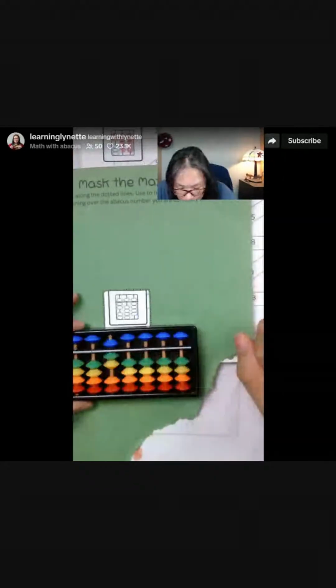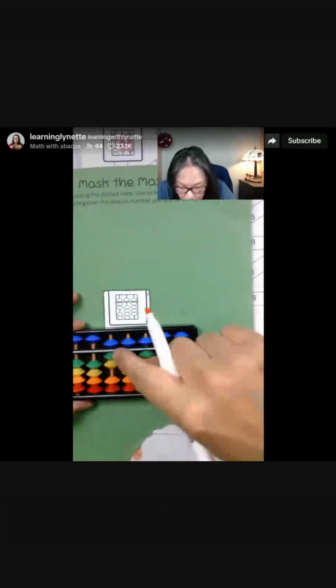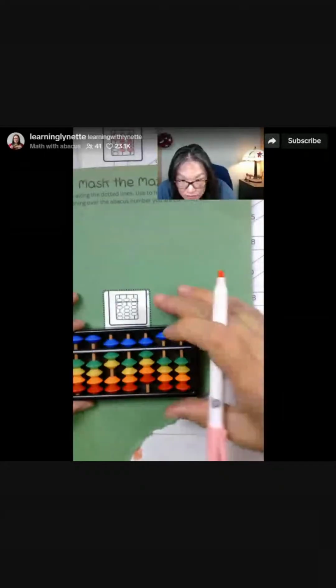How does the top row work? 759. Yes, the top bead is always 5. 559. Thank you, Link. Thank you, Kimberly. Thank you, Angel. Welcome, Angel. Thank you, Char. The top bead will always be 5, in different places. 550. There we go.